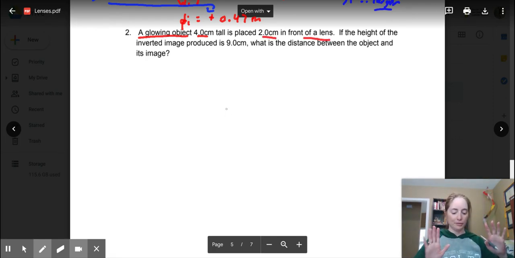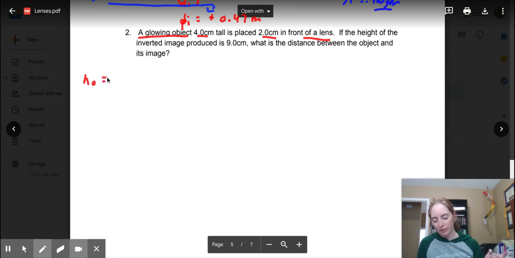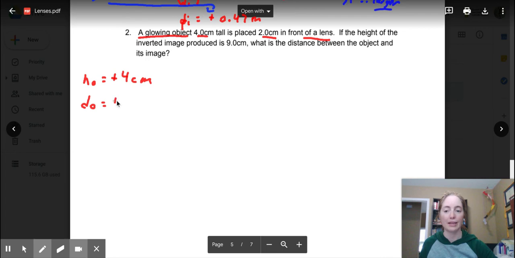Okay, pause. Okay, do we have information helpful to us at this point? We do. So what we've got is the lovely number of HO. According to your tables, the height of the object is always positive. Okay, and is placed 2 centimeters in front of the lens. Well, that is our DO, ladies and gentlemen, and DO is always positive. So we have 2 values that are always positive.